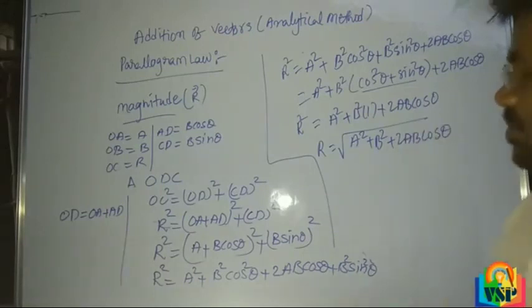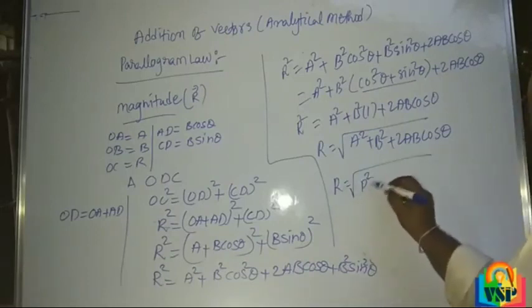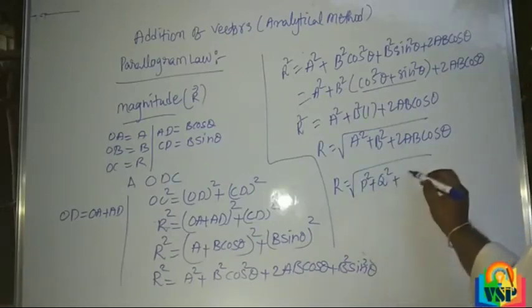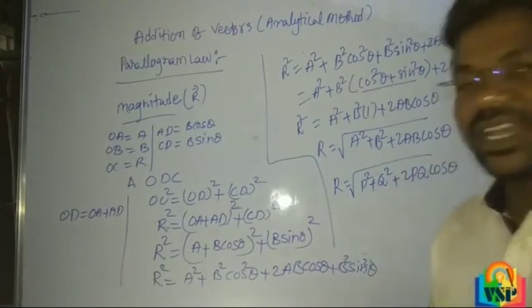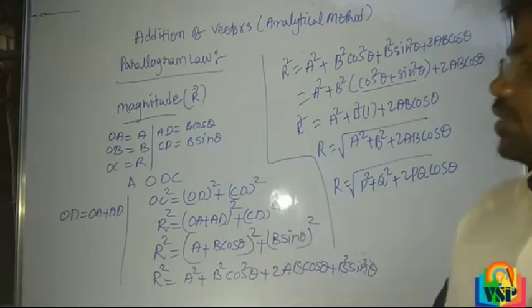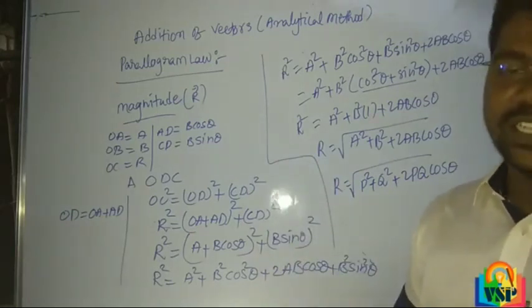Understand? In some other books they give R is equal to root of P square plus Q square plus 2PQ cos theta. Very, very important one. So once you go through step by step, you can understand easily.